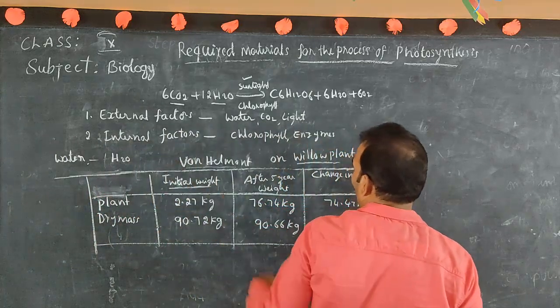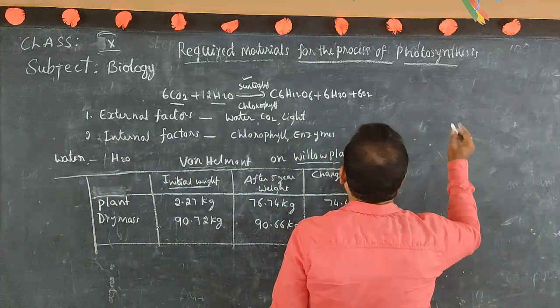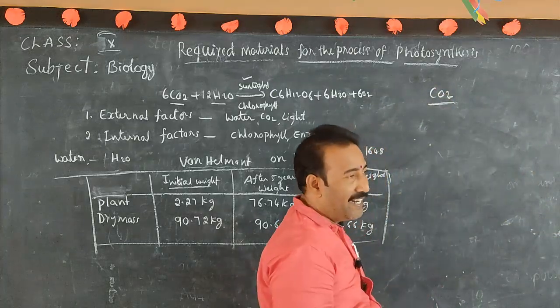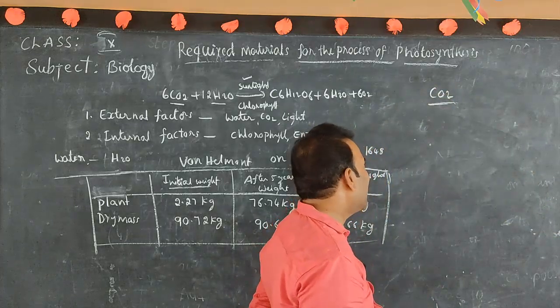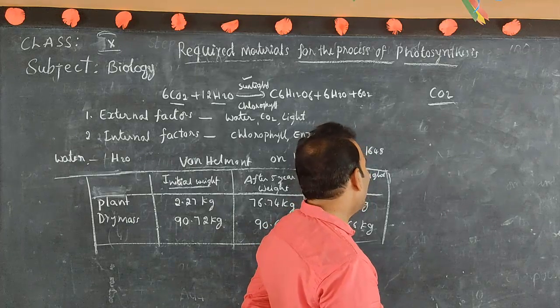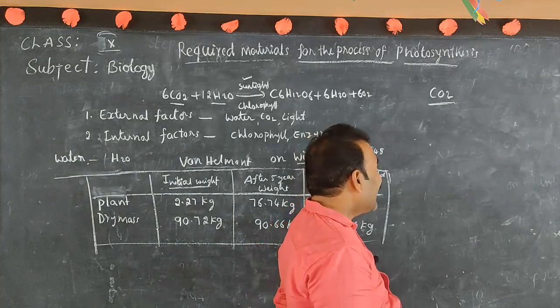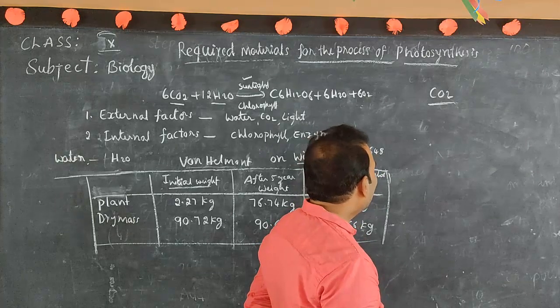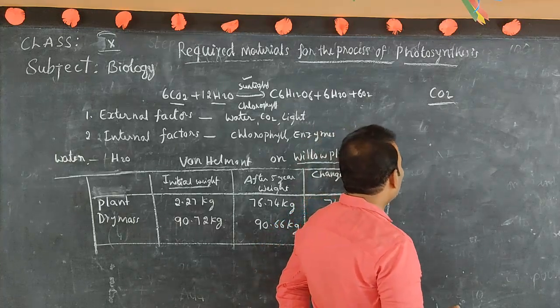After water, what is the next factor? Carbon dioxide. The formula of carbon dioxide is CO2. Where is it present? In the atmosphere. What is the atmosphere? The layer of air surrounding the earth's surface is called the atmosphere.